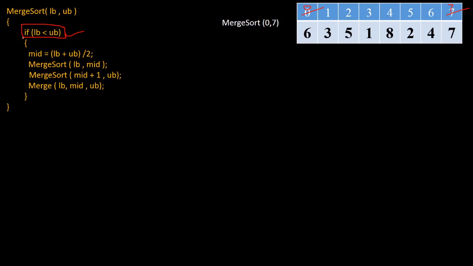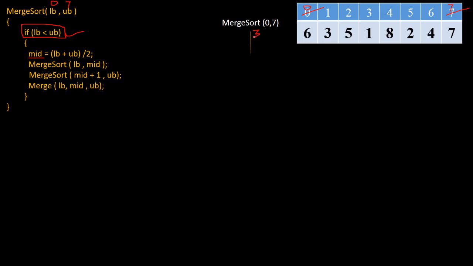So we call the merge sort function with the values 0 and 7. We compare LB with UB. LB value is 0 and UB value is 7. So 0 is less than 7. Yes, true. So come inside and calculate the mid. Mid is nothing but 3.